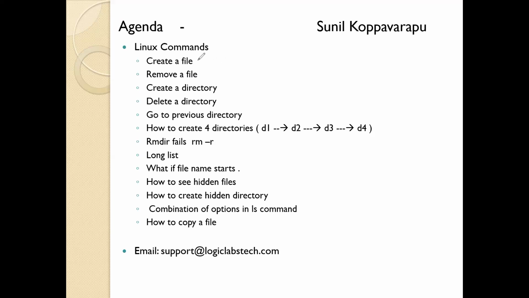We learn how we can work with files, how we can work with directories, how we can navigate from one directory to other directories, how we can create this kind of nested directory structure. We'll compare rmdir and rm -r, listing of files and directories, what happens when a file name starts with a dot, how we can see hidden files, how we can see hidden directories, combination of listing options, copying files, permissions, and many more topics for the plan for today's session.